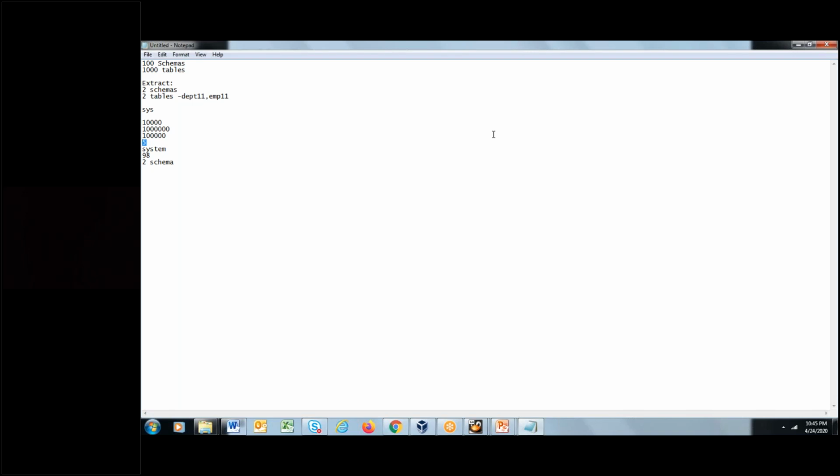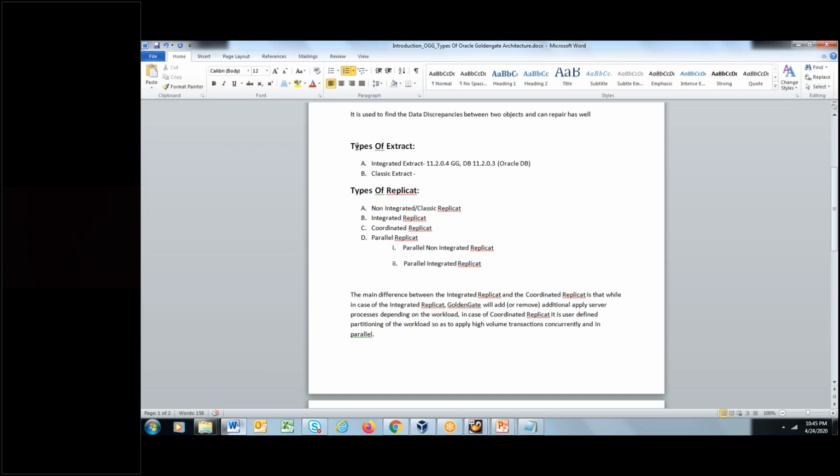Okay. Let us now discuss the types of extracts and types of replicats. There are different types of extracts and replicats available. I'll take the questions. There are two types of extracts available: integrated extract and classic extract, as I mentioned. For configuring the integrated extract, you will see we just put the keyword integrated. And for classic, I'll tell you the command for setting it up during the session.